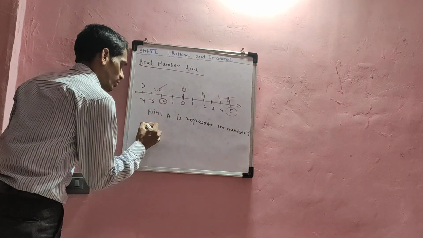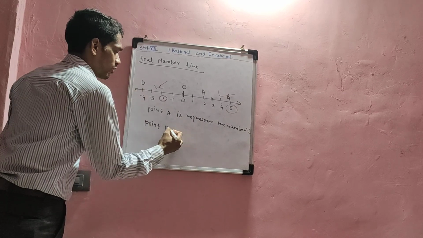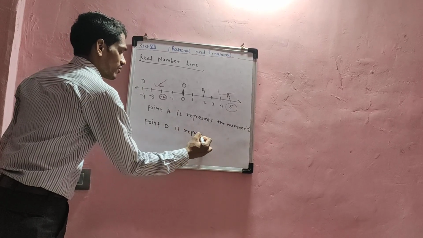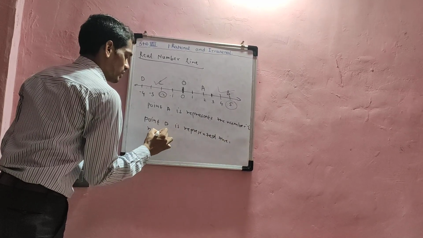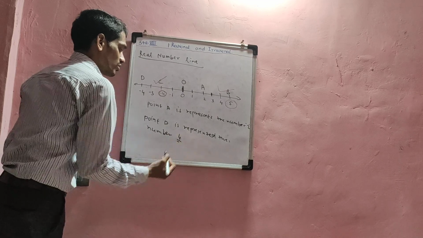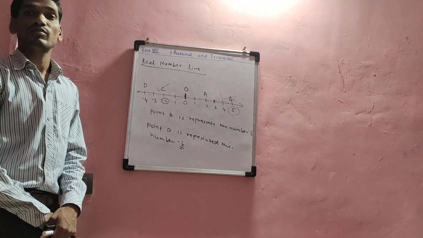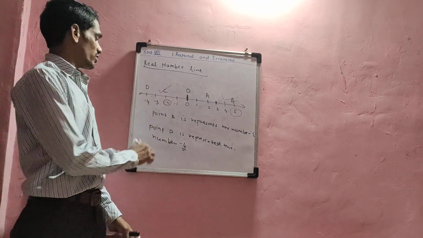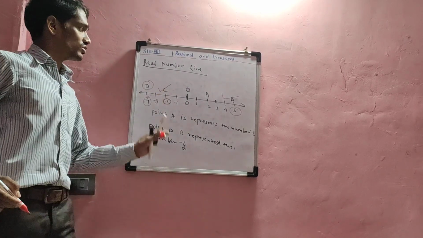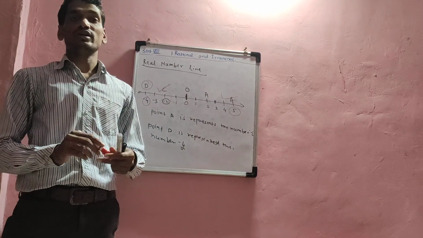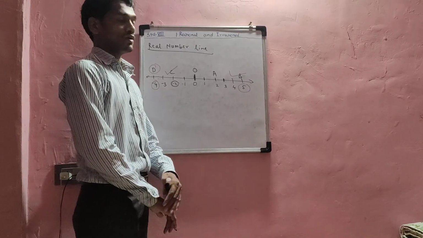For point D, what number does point D represent? So number -4 is represented by point D. -4 is represented by which point? D point. So this type of question will be asked in the exam. Okay, students?